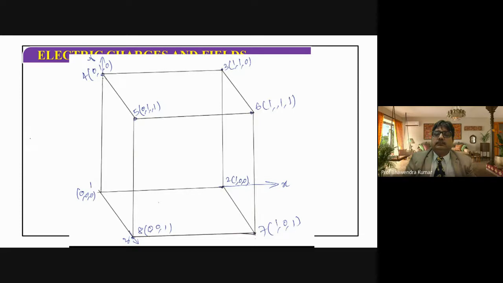Charge is Q. How much? Q charge. All corners are holding Q charge. Distance is 1. That is why we can say 1, 1 for the charge number 6. Question: all the corners are holding the charge Q. The side of the cube is 1 meter.